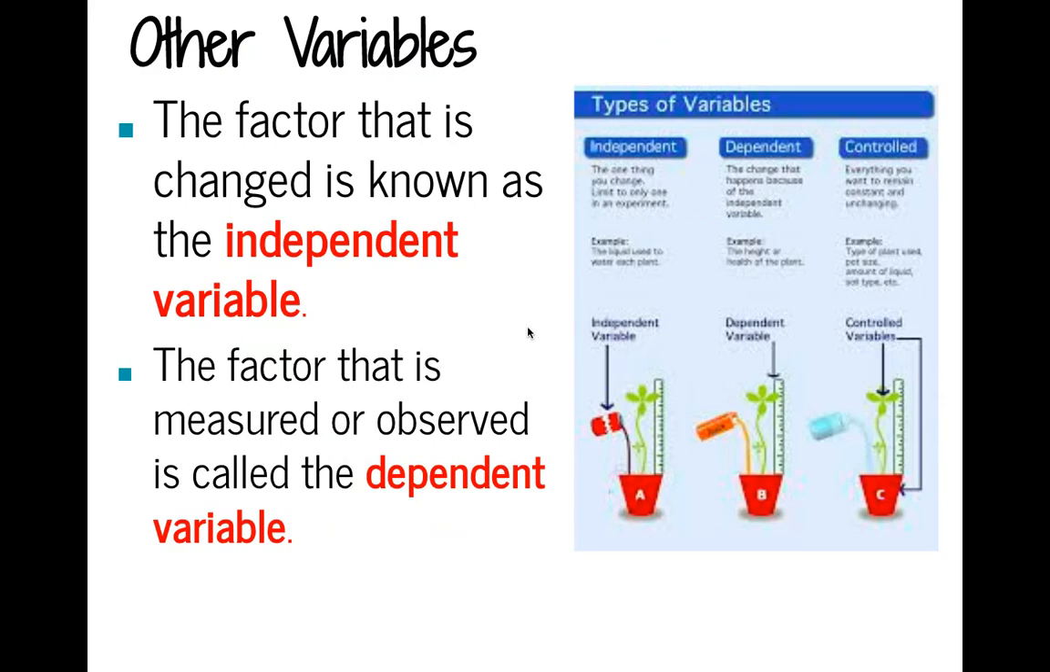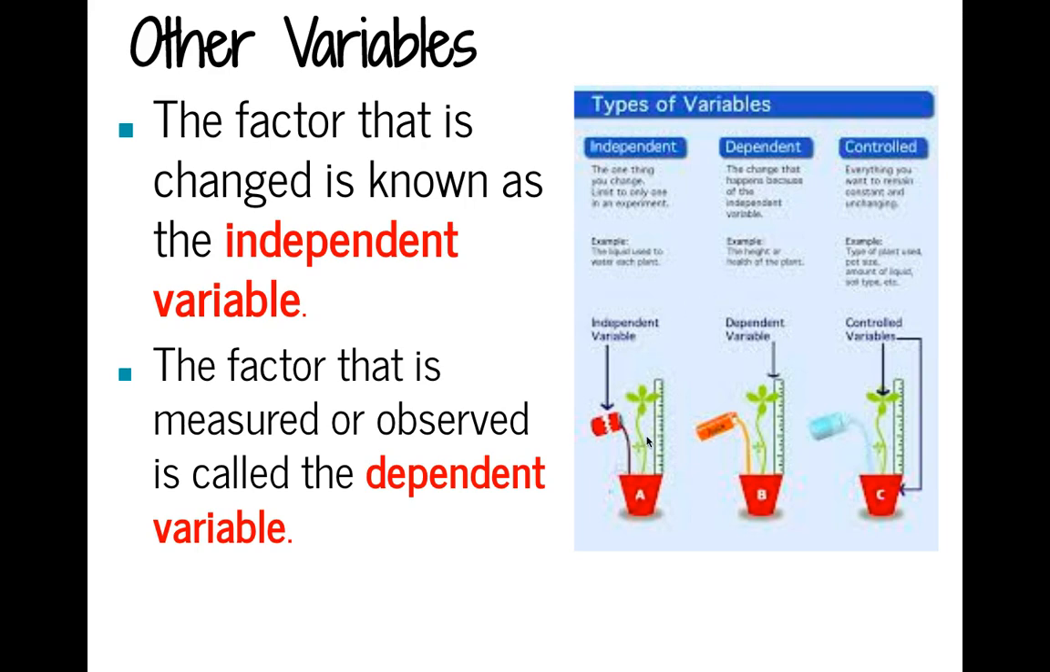All right, other variables. The factor that is changed is known as the independent variable. The factor that is measured or observed is called the dependent variable. So these terms in red you have to know. So we talked about the control. Now we're going to look at the independent and the dependent variable. So the independent variable is the thing that I change, and the dependent variable is the measurement. How do I measure it?